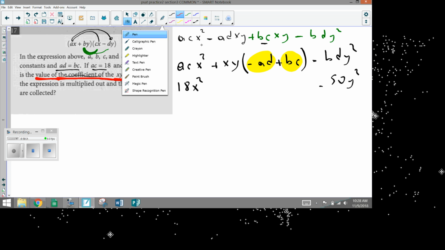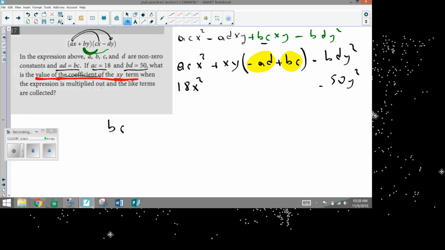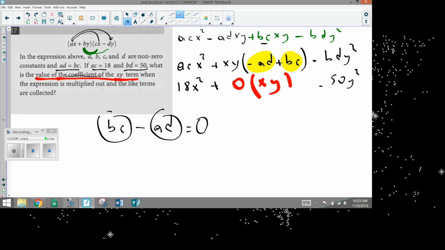So it's kind of like b c minus a d. Can I write it like that? And since they are equal, the same quantity, you're subtracting. What are you going to get? A 0. When you subtract two of the same quantity, you're going to get 0, since they're equal. And what is the coefficient of xy then? Yes, so you can write this as plus 0 xy. What is the coefficient of xy? So the answer is 0.